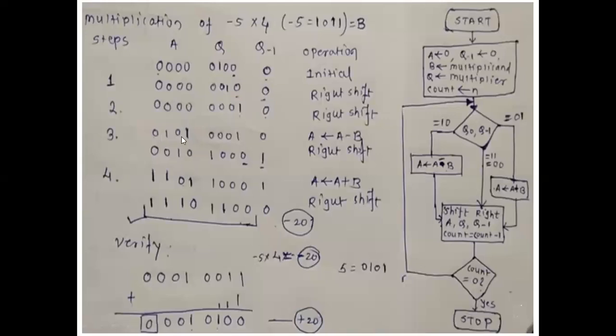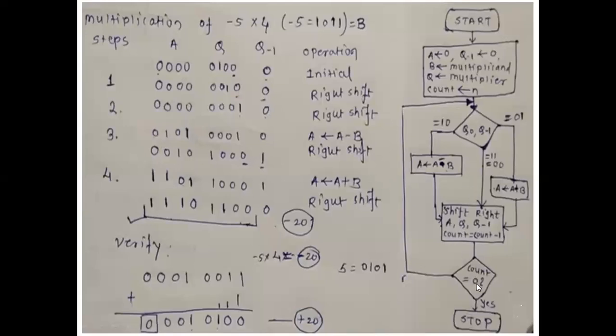Here the B value is minus 5, that means 1 0 1 1. Converting this to minus B, we obtain the value 1 0 0 1 0 1. This value we add with the A value. The A value is initially 4 zeros. Adding these 4 zeros with this value, we obtain the value 0 1 0 1. This value is written here, as well as Q minus 1, which is written here. Then this process is completed, that means we added and stored it in the A register itself. Then we perform the shift right operation. The shift right operation is done.